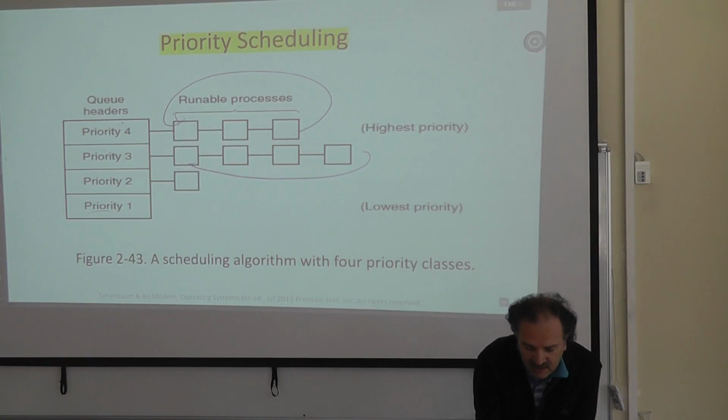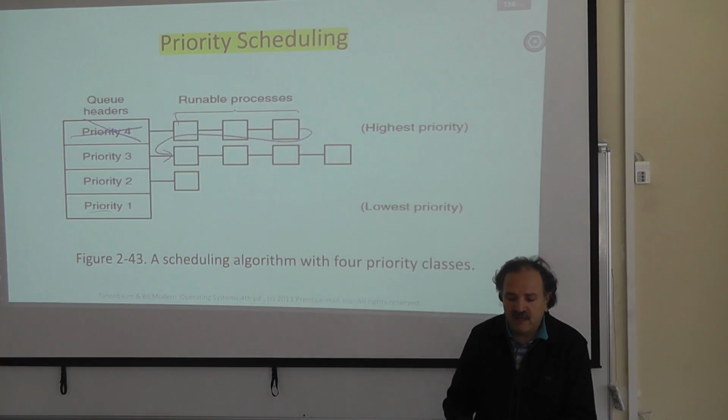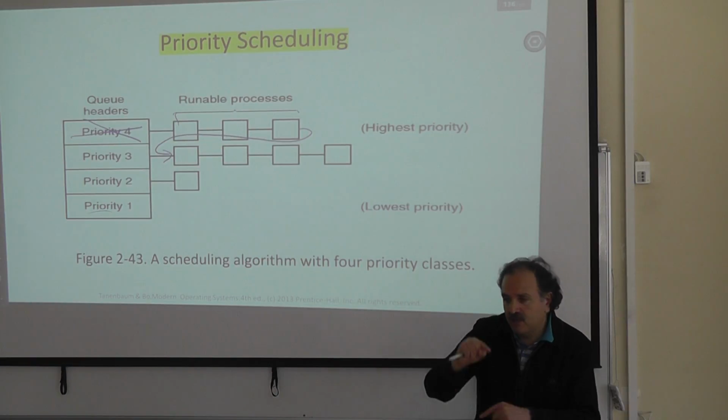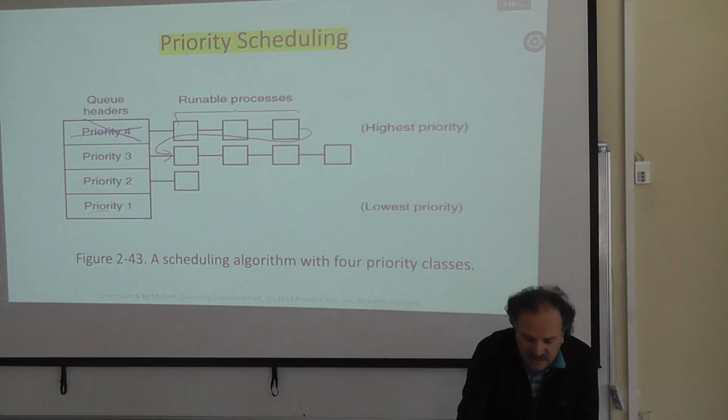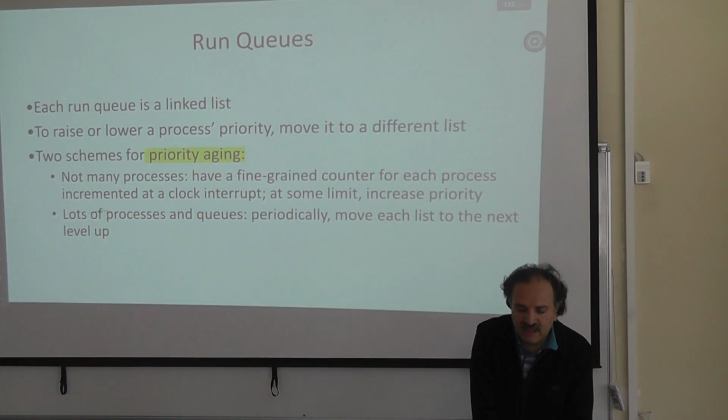So just take this out, okay, take this out and connect this one at the end of this process, connect this one here. So those two priority levels are merged together. Now, instead of adjusting the priorities of each process, you are adjusting the priority levels of the whole queues. So that's the second approach. Lots of processes and you have many queues, periodically move each list to the next level up. So this is how you do the priority aging with this kind of scheduling algorithm.